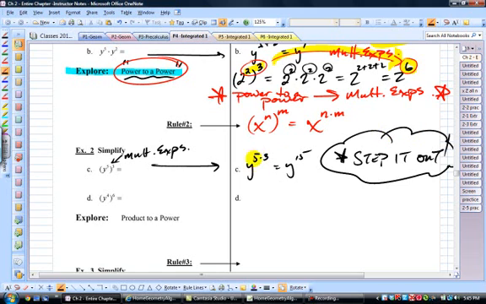Why? Because it forces your brain to think correctly. And once again, if you can write it correctly, then you're thinking correctly. If you can't write the steps, then you don't fully understand what you're doing. So step it out. Here we have y to the 4th raised to the 6th. That's y to the 4 times 6 power, and that's y to the 24th power.